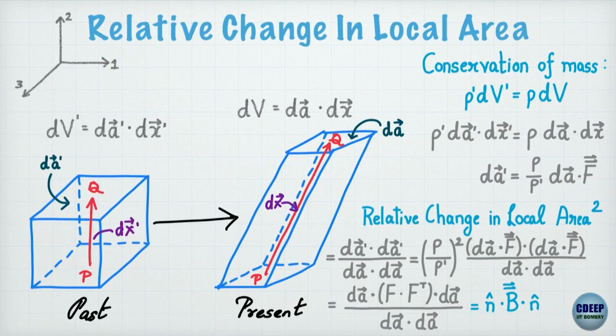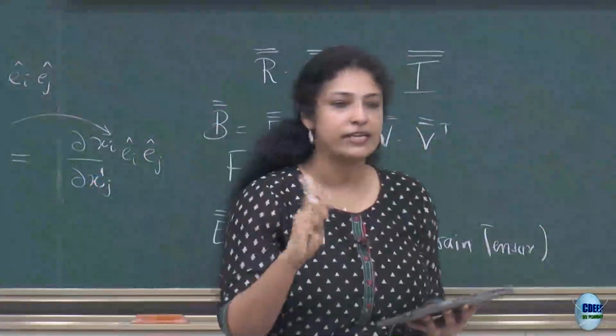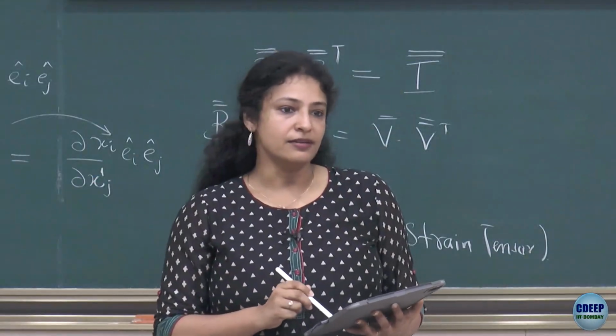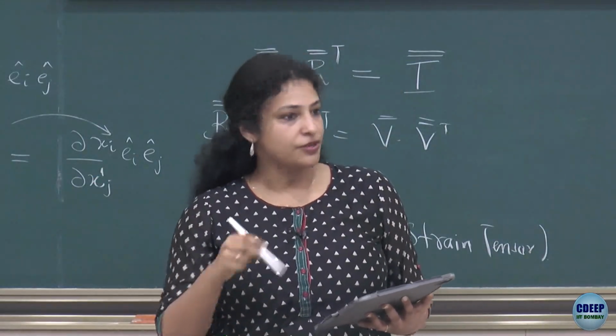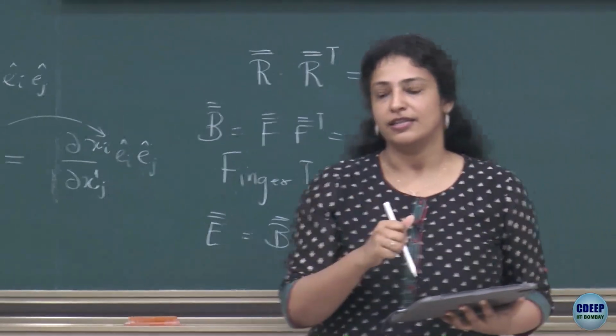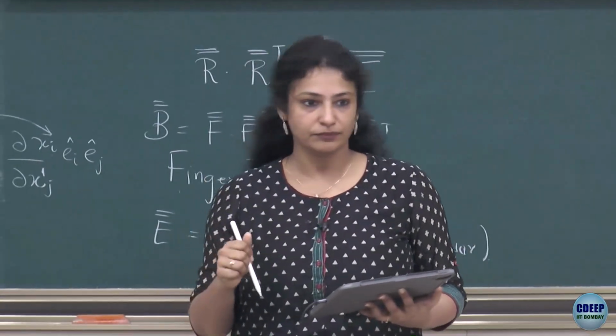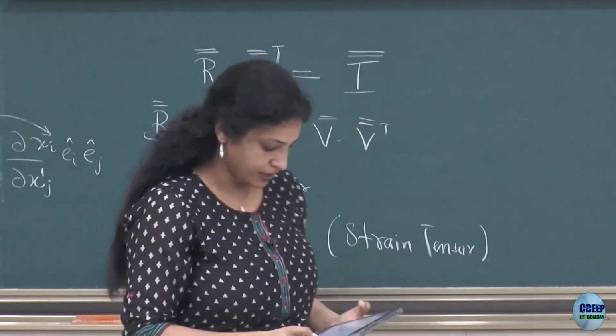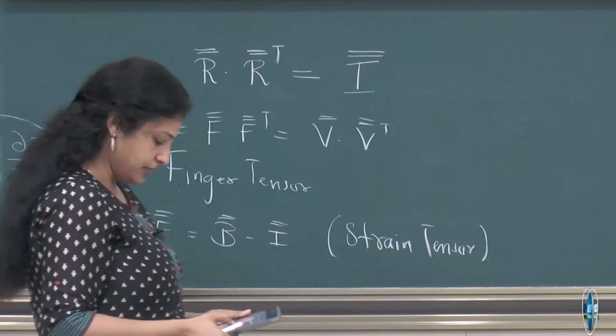And so, it tells you about the significance of the components of the B tensor, and of course, it has to depend on the particular area orientation you are taking, because not all areas will deform equivalently. So, the operation of n dot B dot n is going to tell you what will be the particular change in the area for that plane. Okay. So, that was about the Finger tensor.